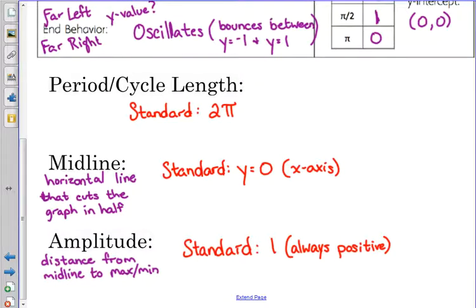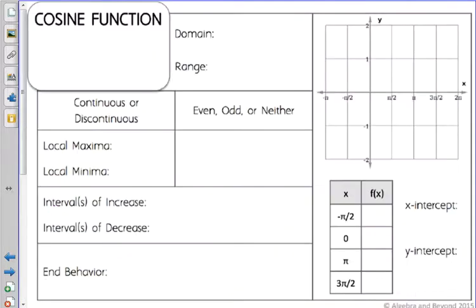Any questions about the review or the new stuff? Okay. No, I don't normally talk this long. I just have to kind of front load you with this information. Cosine's going to go faster because a lot of it's the same.